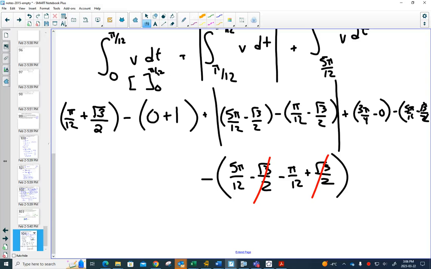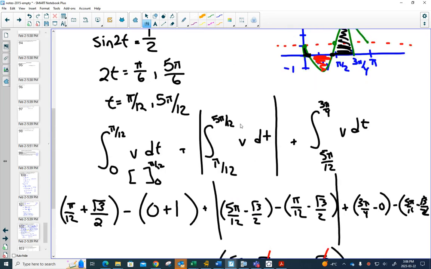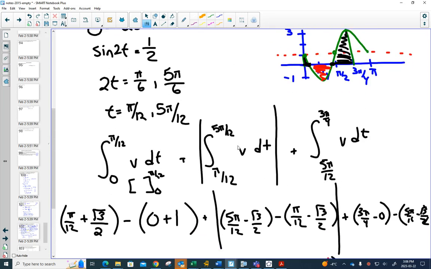Not happy with this. Thought this was supposed to be negative. Did I do something wrong? Great. That integral should be negative, according to my graph. If I plug things in, it's coming up positive.